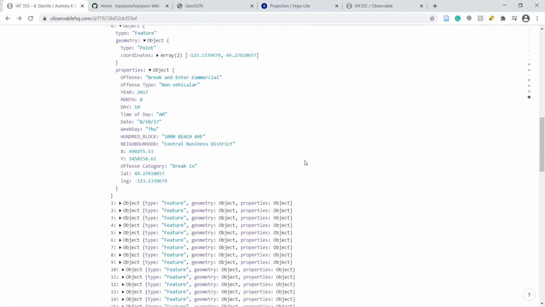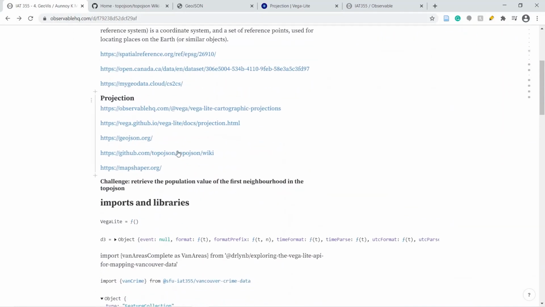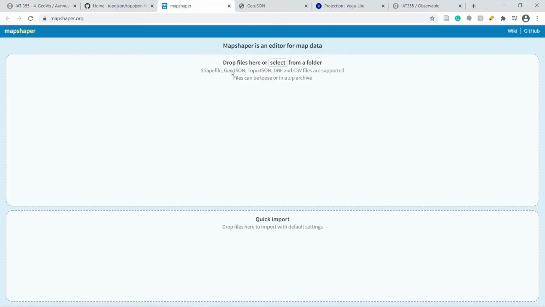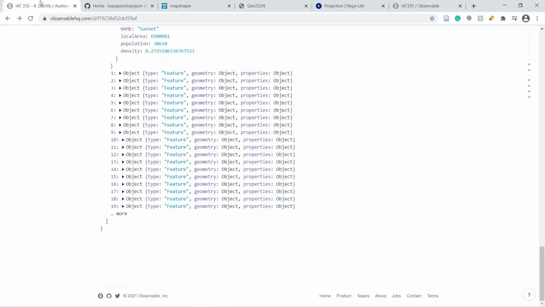To play around with the data you have, you can also look into this link where you can load in your GeoJSON or .json files. This will allow you to inspect the data you have. However, this does not allow you to convert from one file format to the other. Alright, enough about theory. Let's talk about code now.